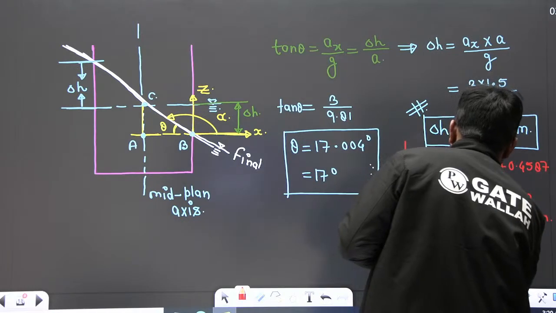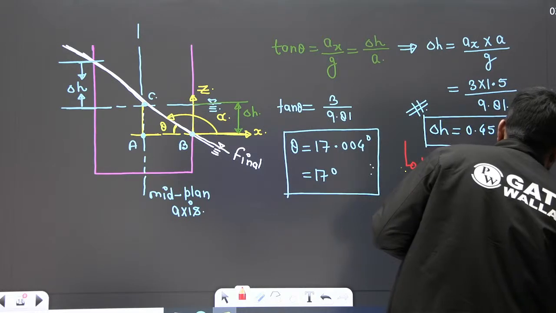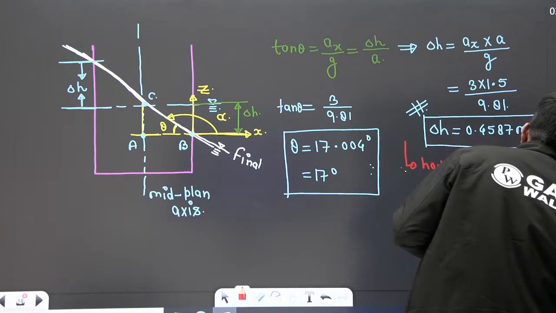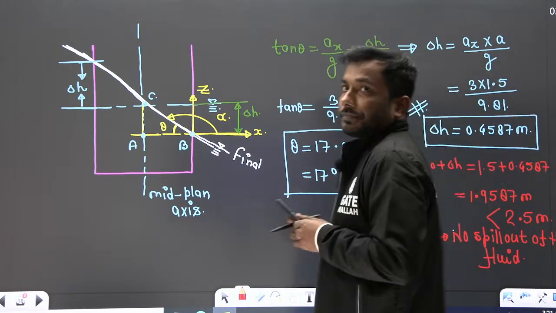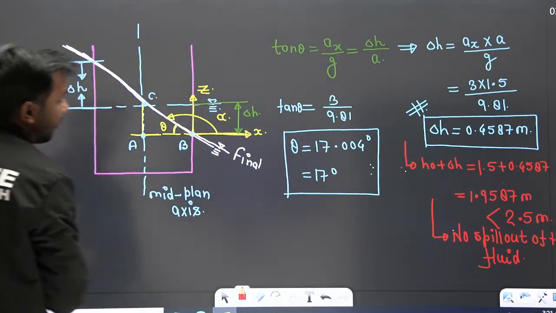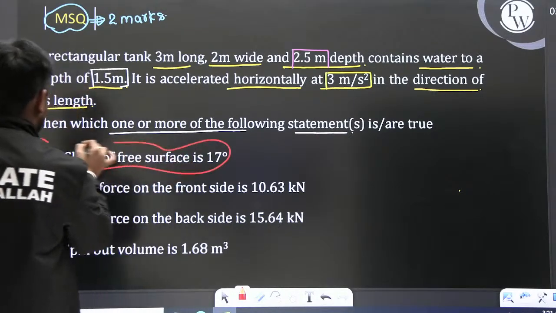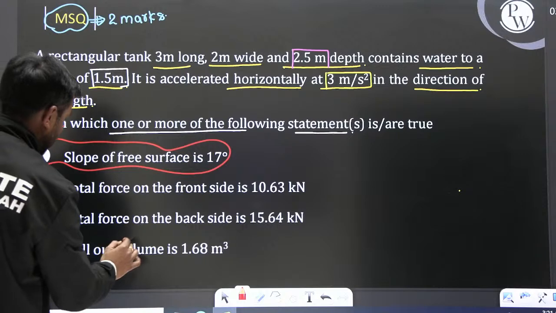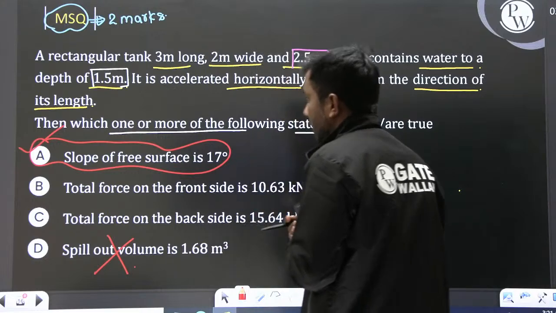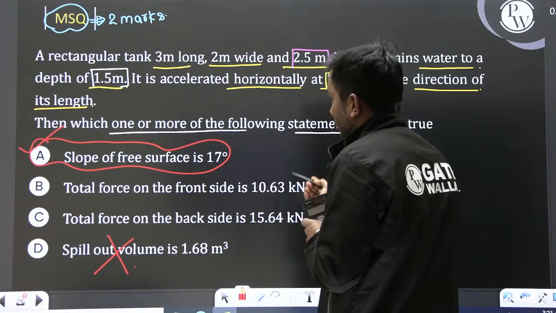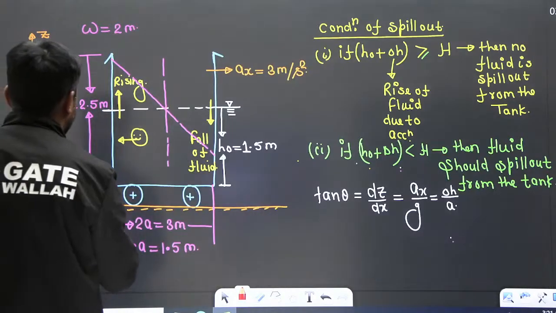So from here you can say that no spill out of the fluid. There's no type of spill out of the container. So one answer we get, that is 17. So this is correct, and the volume spill out is wrong. Clear, because there is no spill of the fluid. So we just need to calculate the pressure on the front and back side of the container.